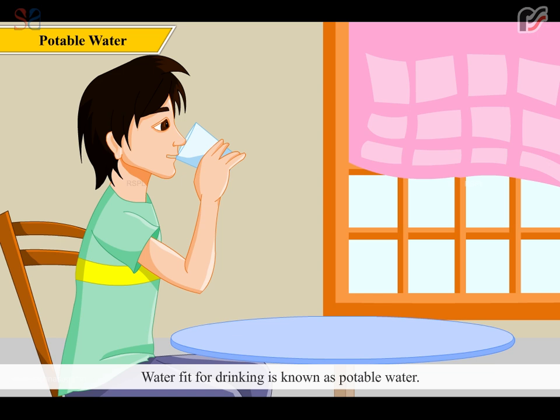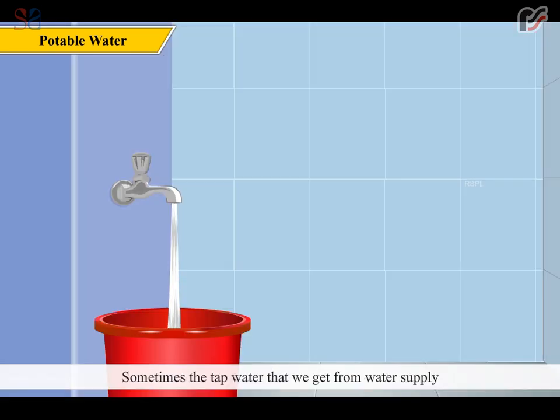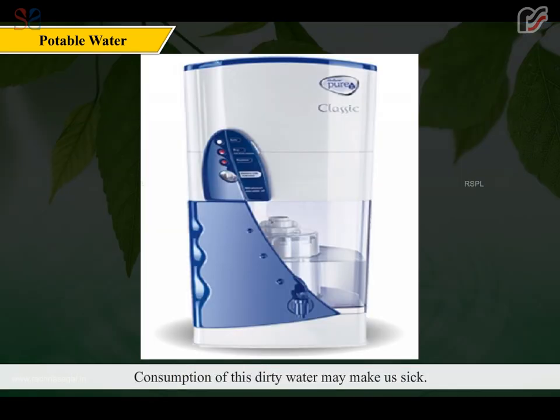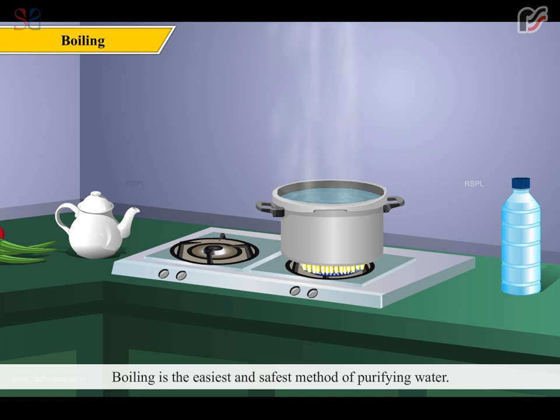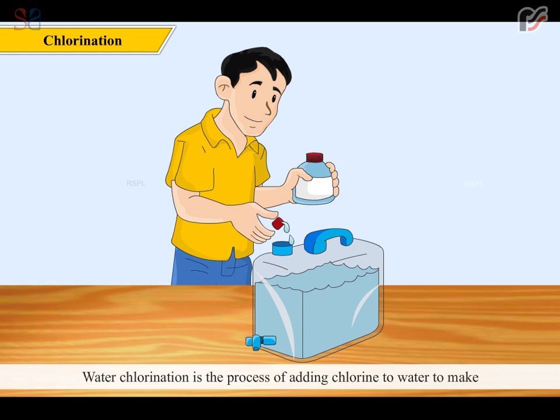Potable water. Water fit for drinking is known as potable water. Sometimes the tap water that we get from the water supply may contain impurities and microorganisms. Consumption of this dirty water may make us sick. So, it is essential to purify the water supplied before consumption. Several methods of purification of water are: Boiling. Boiling is the easiest and safest method of purifying water.